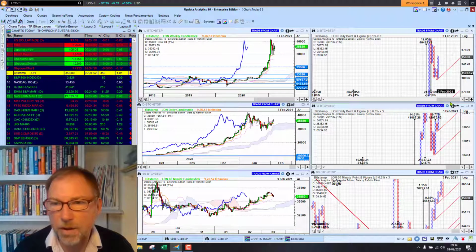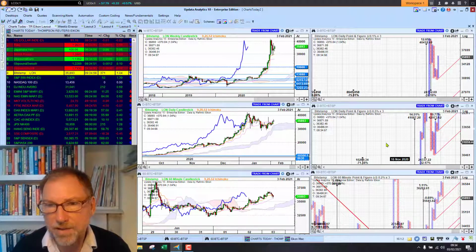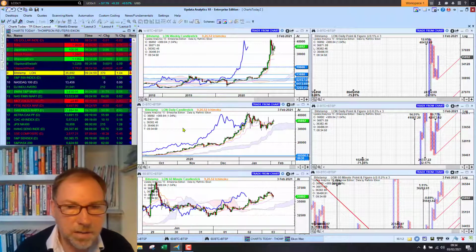Taking a look at Bitcoin, we're sitting at $35,900, very much stuck at this level. If we make new highs, we undo these downside targets to around $24,000. So that's something to watch.